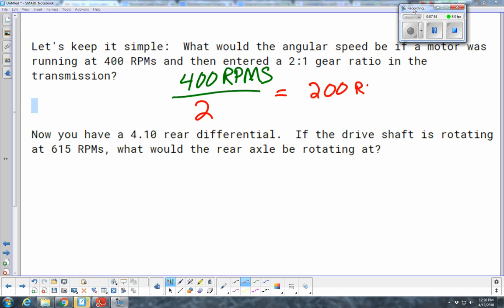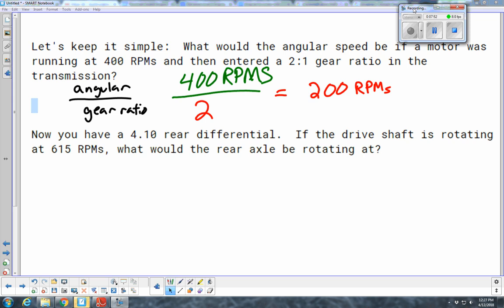All right, that's easy. All right, so what's the main idea here? Well, the main idea is angular speed divided by gear ratio. That's it. That gives you your new angular speed. It just breaks it down. You just divide. It's easy. Okay? Let's bump it up a little bit.